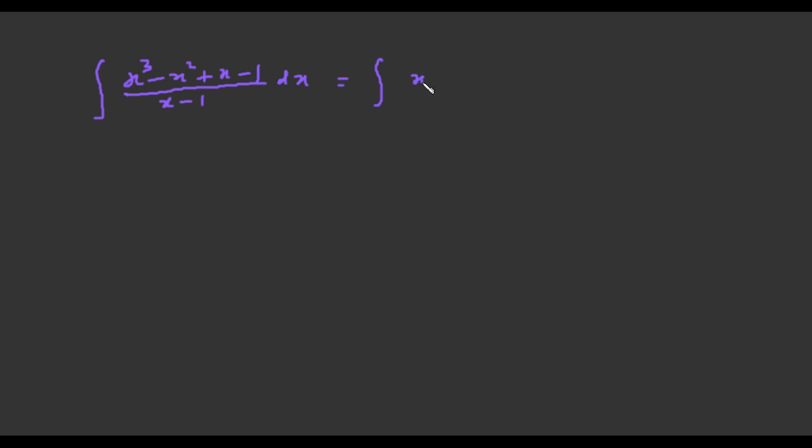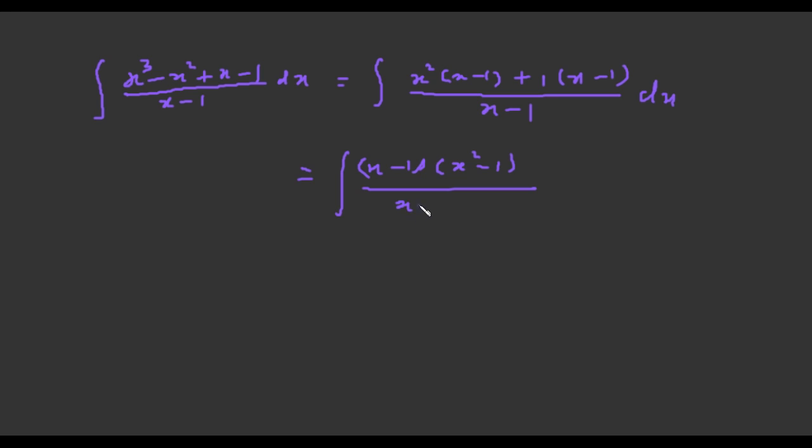Now in this case, firstly we factorize, and now this gives us x minus 1. So we can cancel this, and finally we get x square, and this becomes x cubed by 3 minus x plus c.